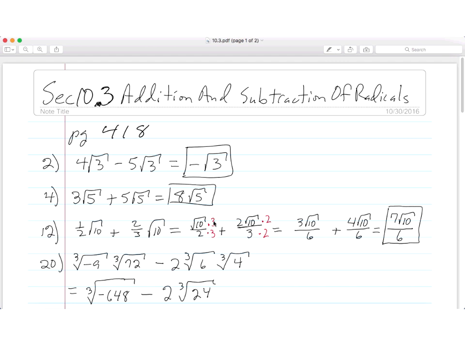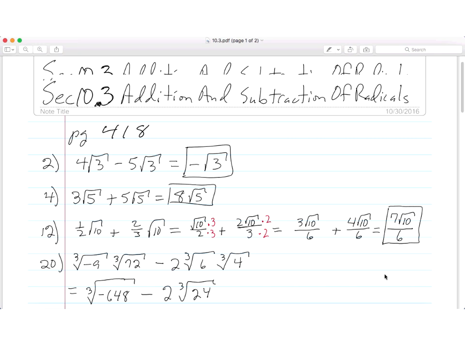2 times 3 is 6, so let's multiply and divide by 3. 3 times 2 is 6, so let's multiply and divide by 2. So I have 3 rad 10 over 6. 2 times 2 is 4 rad 10 over 6. 3 rad 10 plus 4 rad 10 is 7 rad 10, all over the common denominator, 6.